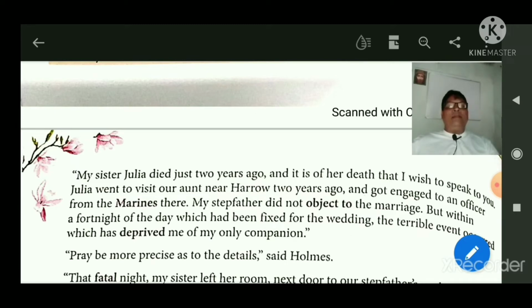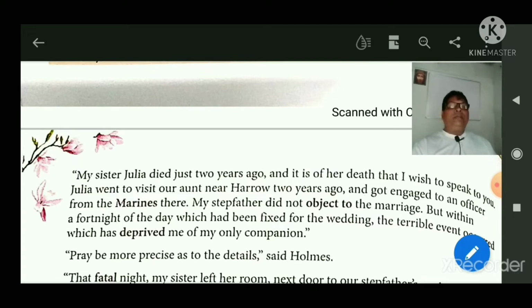engaged to an officer from the Marines. What is the Marines here? The Marines means the troops trained to serve on land or sea. Okay, that means the troop which is serving on land and sea, that is called marine.